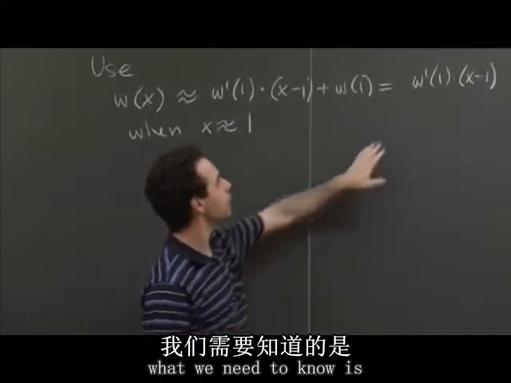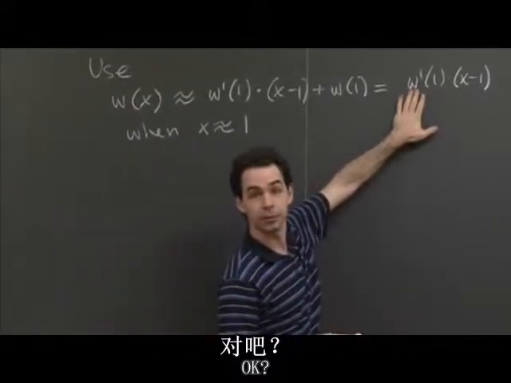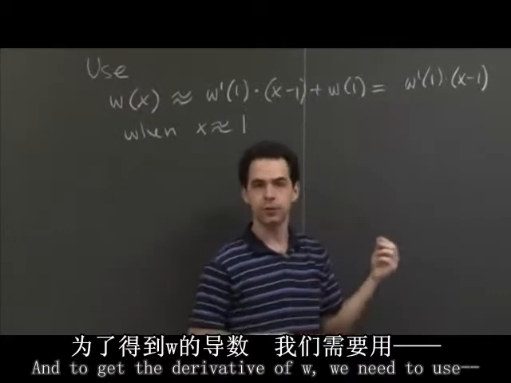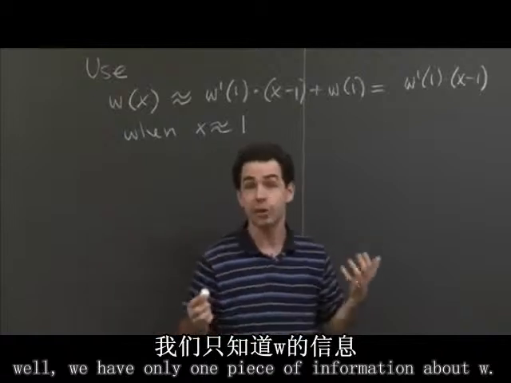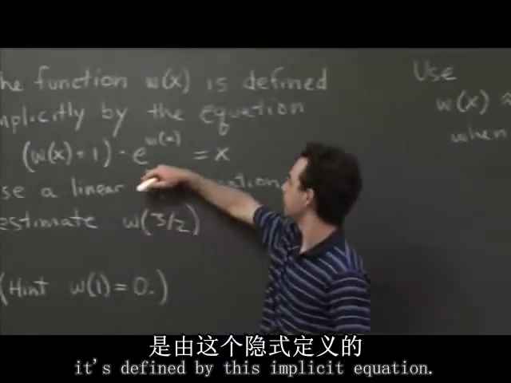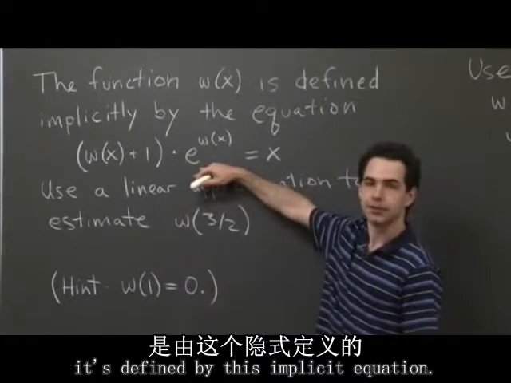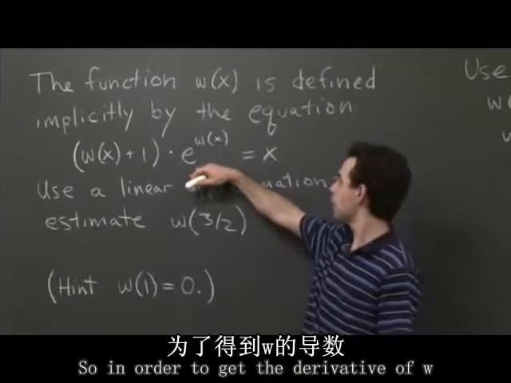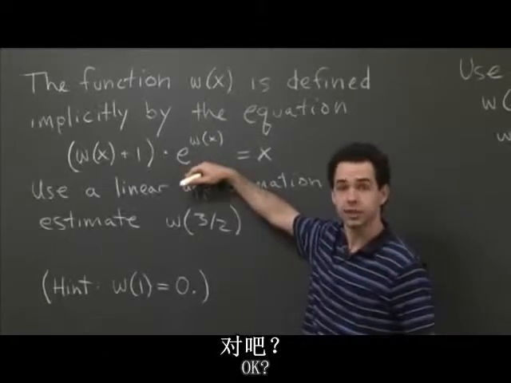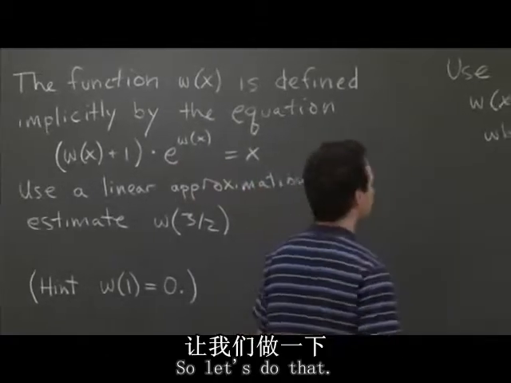So in order to estimate w of x, and in particular w of 3/2, what we need to know is the derivative of w. To get the derivative of w, we have only one piece of information about w, which is that it's defined by this implicit equation. So in order to get the derivative of w, we have to use implicit differentiation. So let's do that.